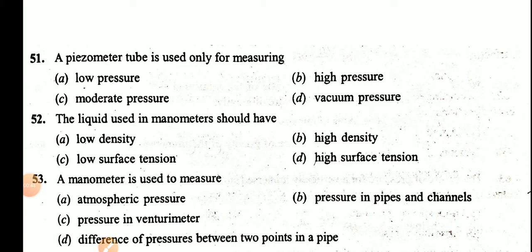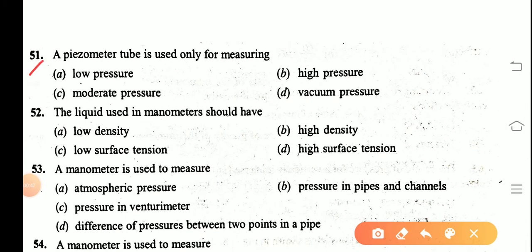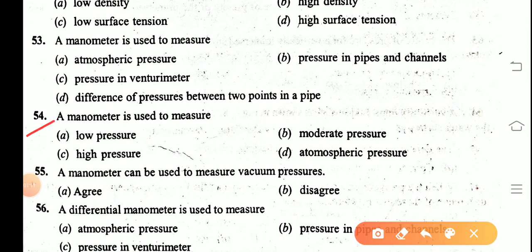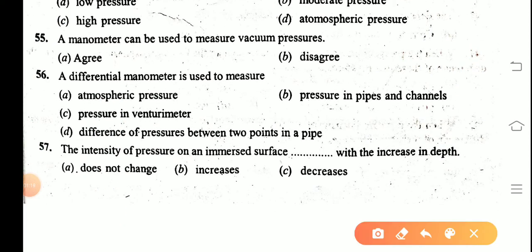आज का पहला क्वेश्चन, A piezometer tube is used only for measuring moderate pressure. The liquid used in a manometer should have high surface tension. A manometer is used to measure pressure in pipes and channels. Now question number 54. A manometer is used to measure high pressure. A manometer can be used to measure vacuum pressure. Agree or disagree?